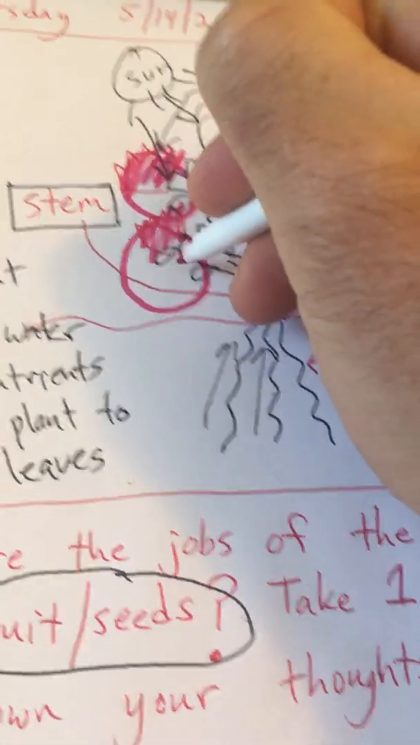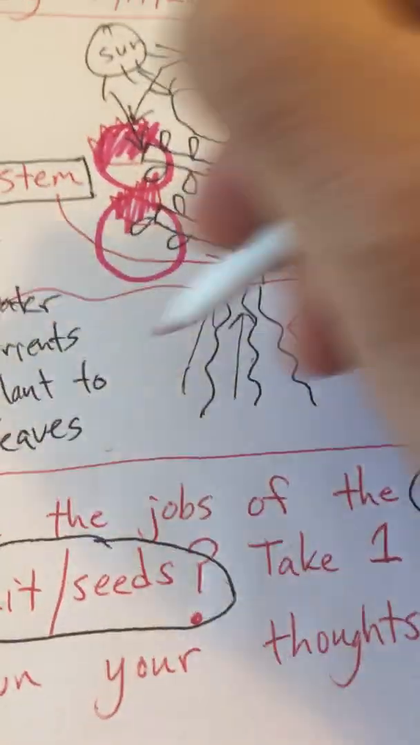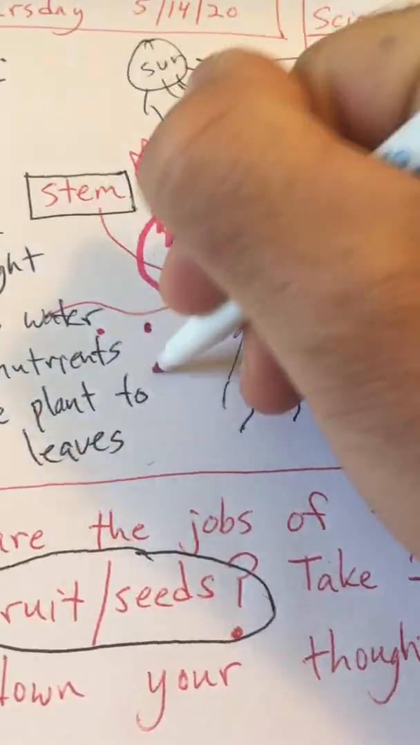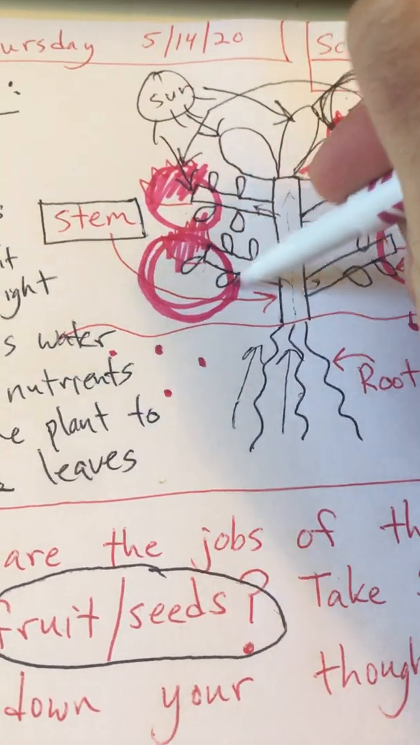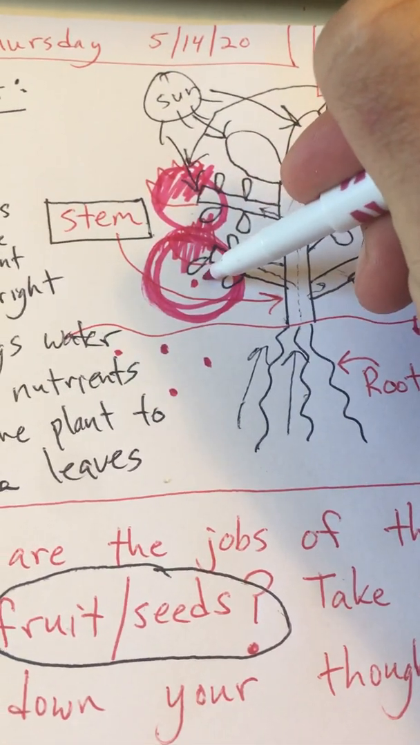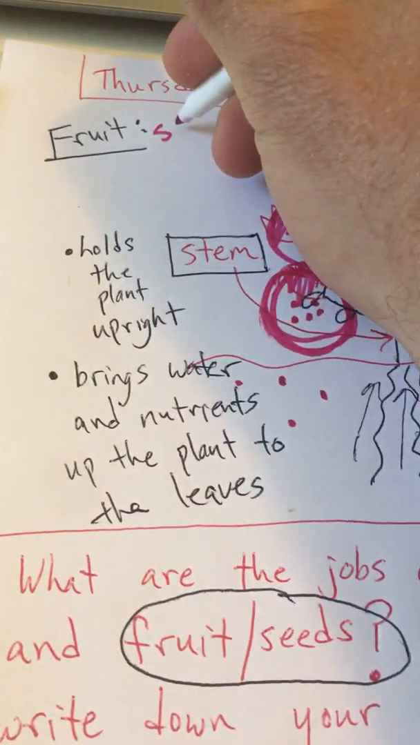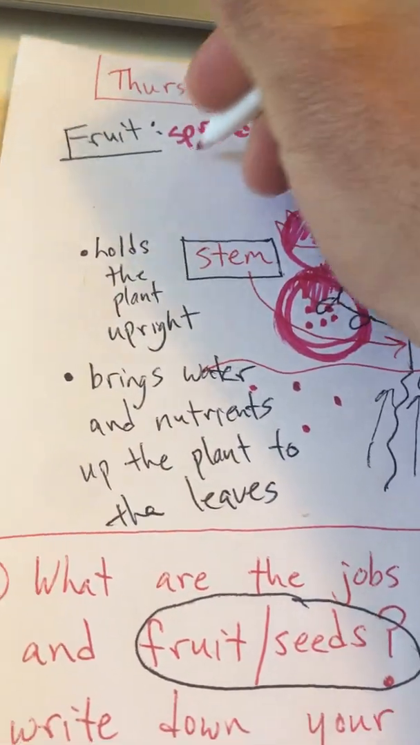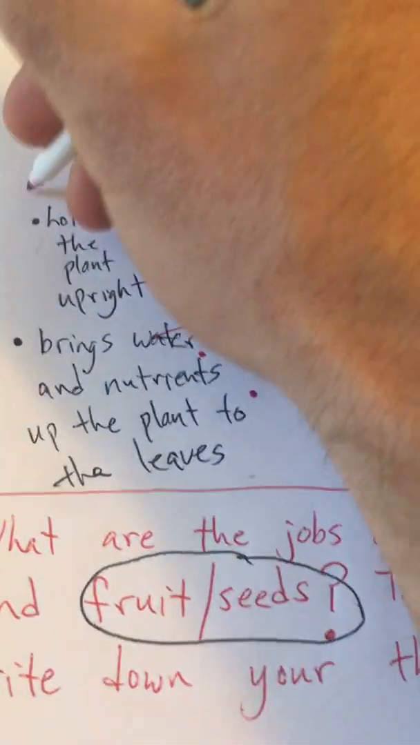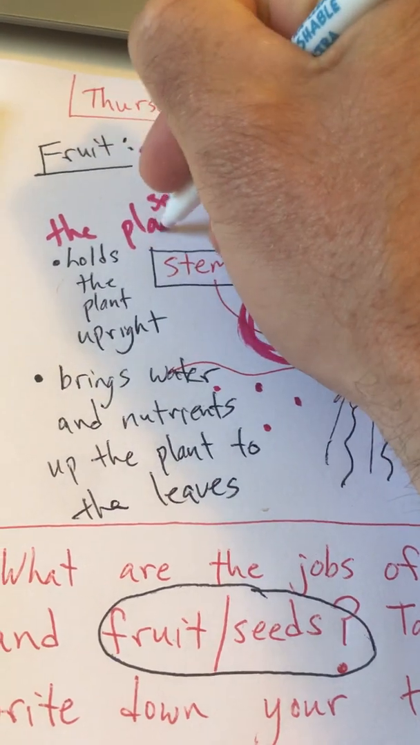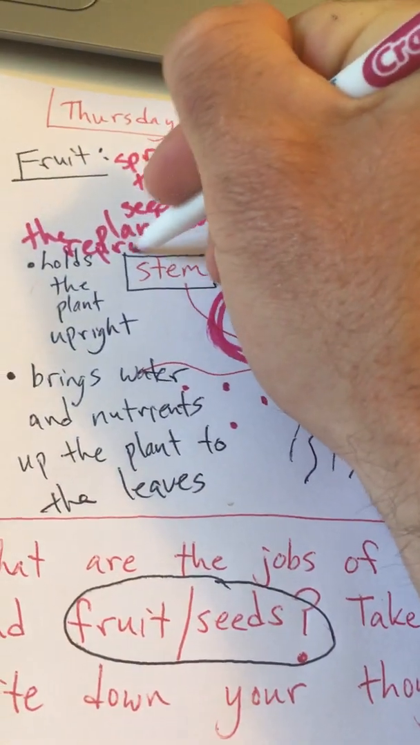So if there were no fruit, seeds would just start to form, and those seeds would fall off the tree, and they would land in the ground, right? And the same process would happen. Okay, but if there's a fruit, like an apple tree, the seeds are inside of the fruit, so the job of the fruit is to spread the seeds so the plant can reproduce.